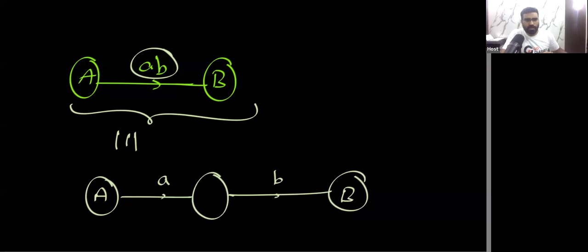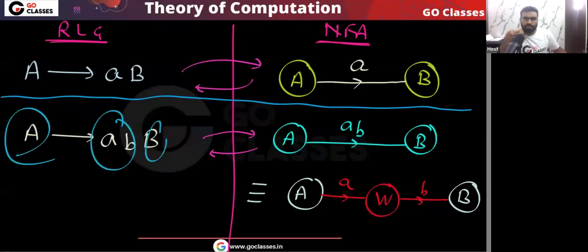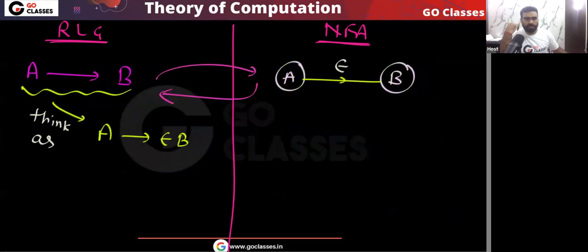So remember, when you have A going to abB, it is basically first a should come, then b should come. Here, this is some dummy state. You can just create some dummy state. The language will not change, so you can keep it like this. This is what I am saying: if you have this production rule in right linear grammar, then you can do A on ab goes to B. Now, let's see the next.